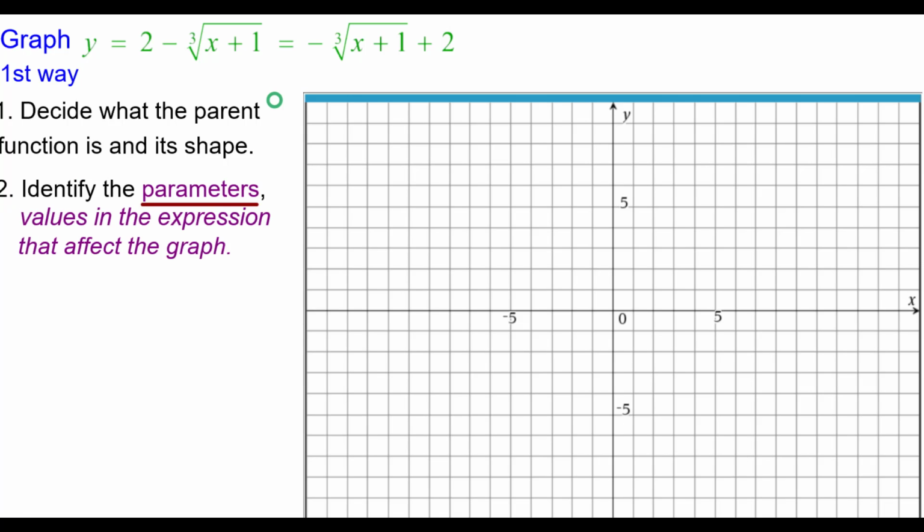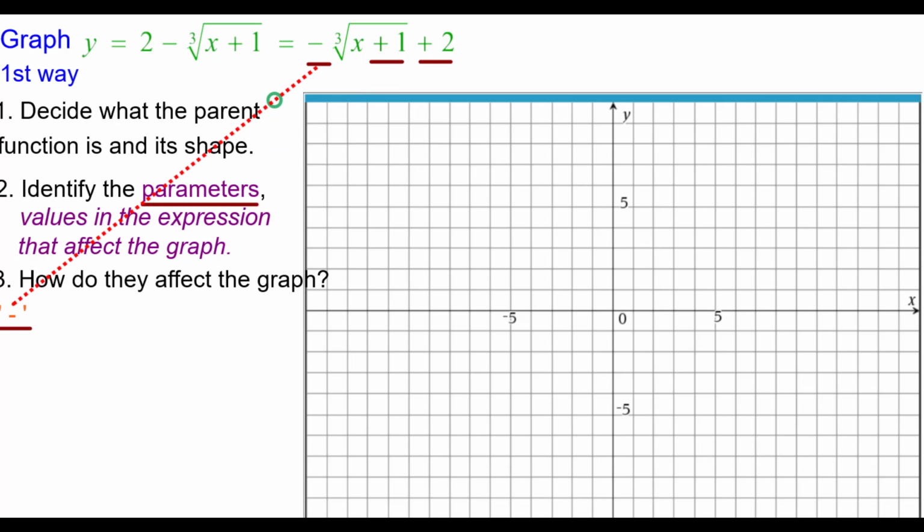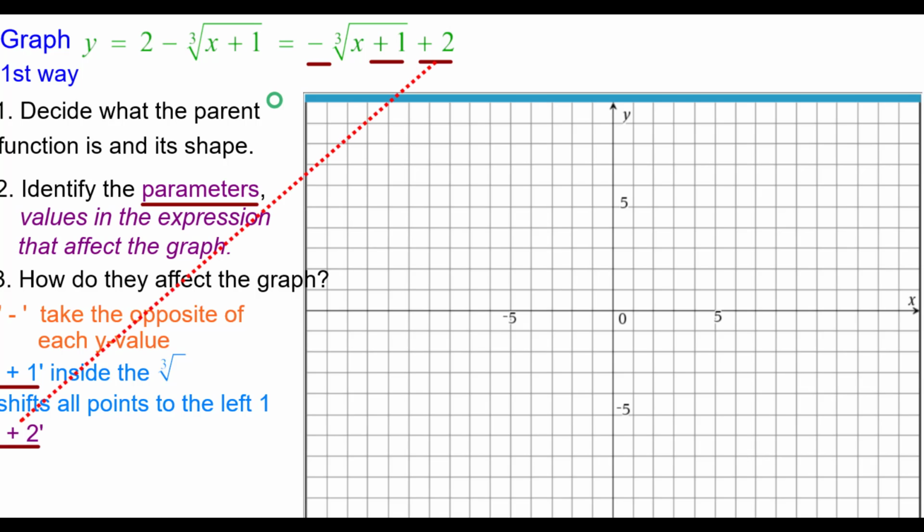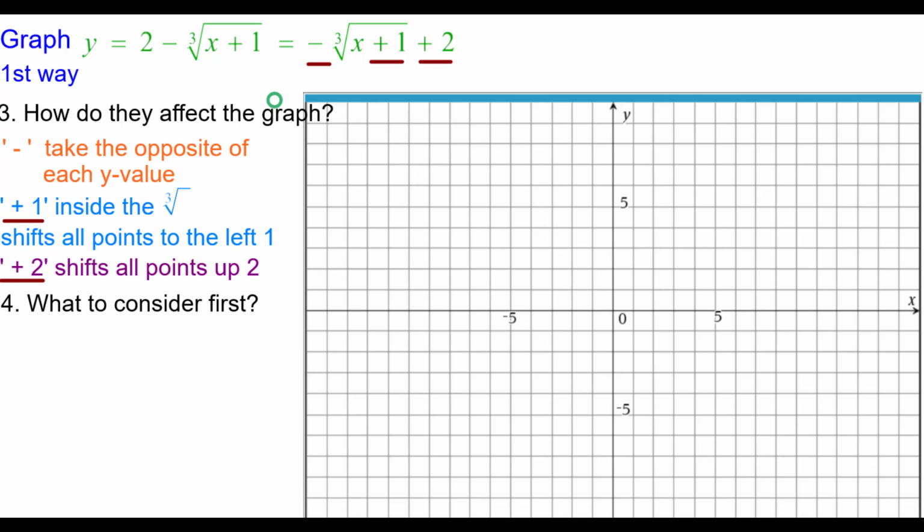Identify the parameters. Those are the values in the expression that affect the graph. In this case, there are 3 different parameters. And we're going to look at this new equivalent form to be able to decide that. How do they affect the graph? The opposite sign takes the opposite of each y value. The plus 1 is inside the cube root function and shifts all points to the left 1 unit. The plus 2 is outside and it shifts all points up 2 units.